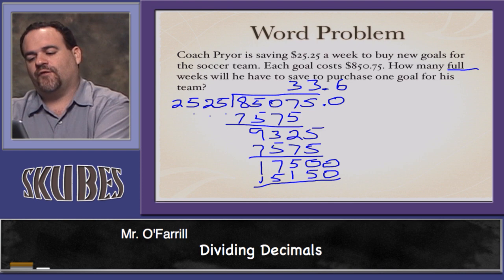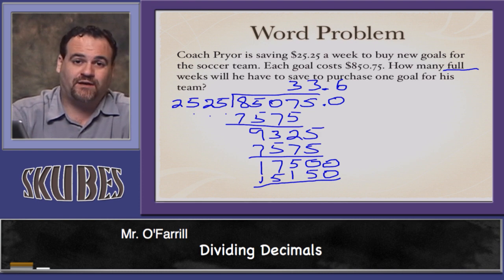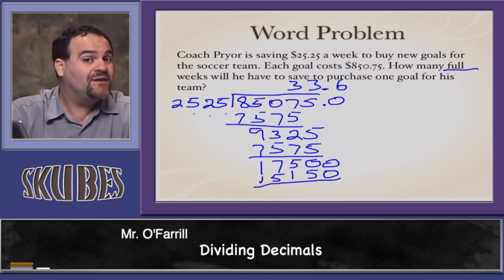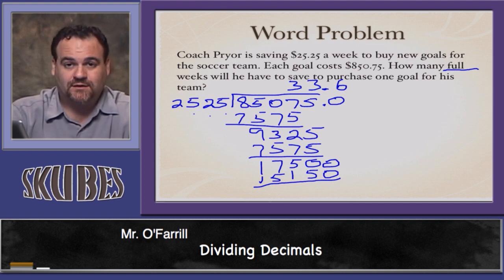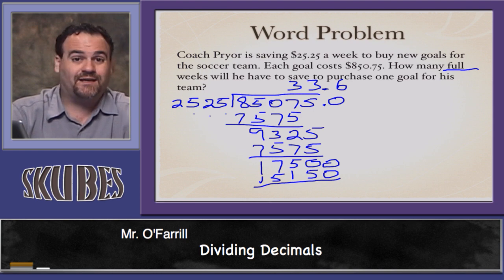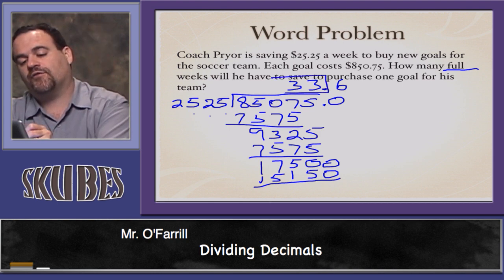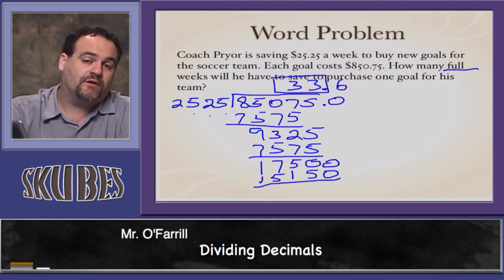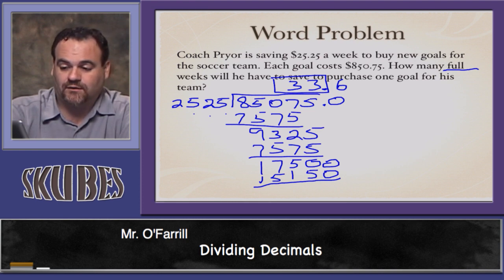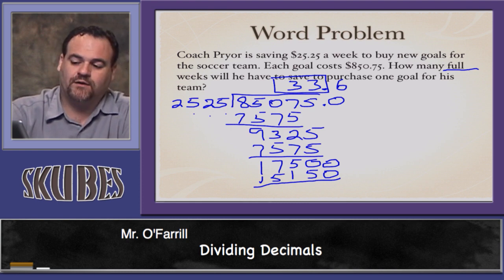How many full weeks is he going to have to save? We don't know anything about how Coach Pryor is saving it. We just know that maybe it's at the end of the week that he gets $25.25. If he only works a partial week in this saving concept that he's doing, is he going to get part of $25.25? I doubt that seriously. Well, we know that if we do 33 weeks, he's still going to be short 1,750 points in there. Okay, not quite enough money to make it.